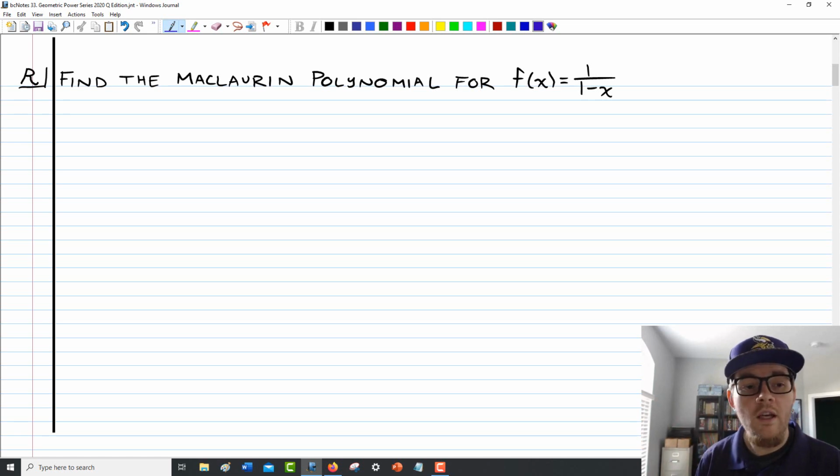So we're going to differentiate a couple times. If you'll recall, the first thing that we did when we started with Maclaurin and Taylor polynomials was we started by figuring out values of the function. So obviously f of x is equal to 1 over 1 minus x.